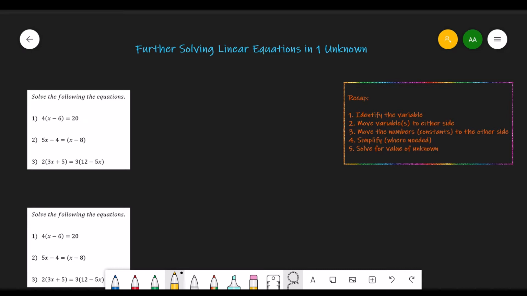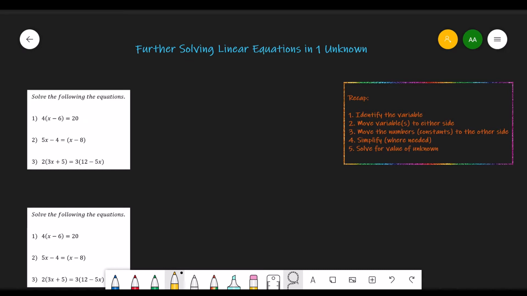As you have seen in the previous tutorial on solving equations, this round there's involvement of expansion. As you can see in the three examples there, there's some expansion that you need to do first. So I'll be showing you how to do those three examples. But before we do that, I want to turn your attention to the box on the right hand side of your screen. I need to recap with you the steps involved in solving linear equations.